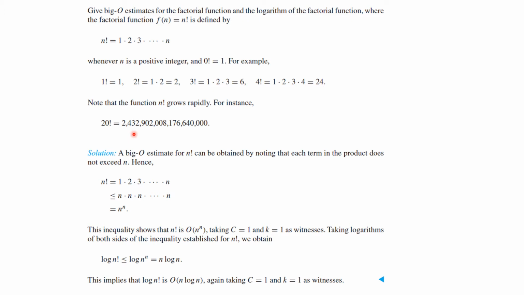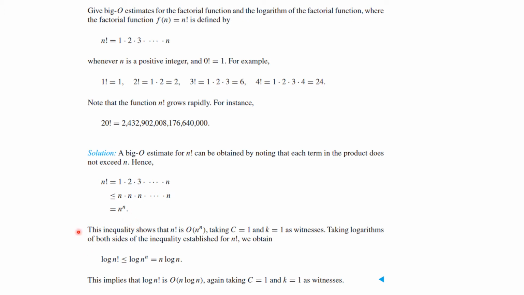It grows really fast. So if you wanted a big O estimate for n factorial, it would have to be something big. But you can say n factorial is equal to this, and each of these n integers is less than n. So I can replace it by n, and I have n factors of n, or that's n to the n. So n factorial is big O of n to the n.